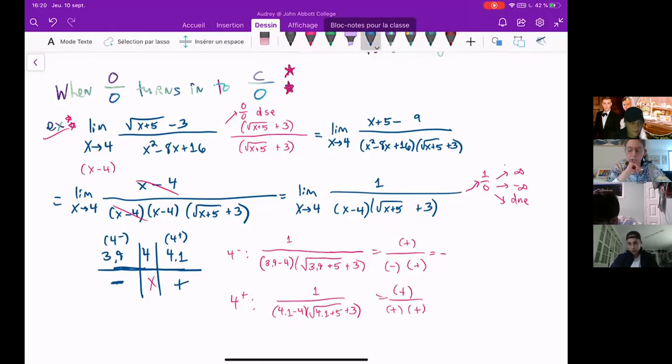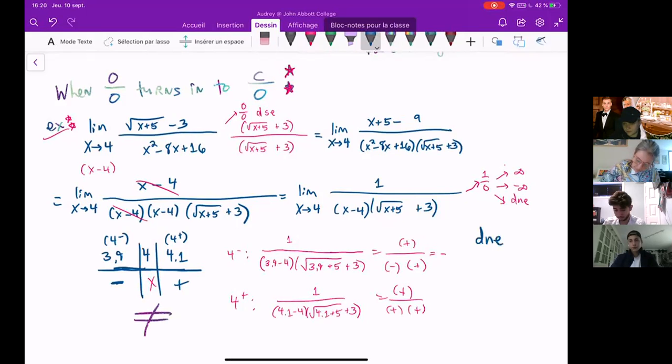So what's the final answer? Doesn't exist. Ta-da! So like I said, sometimes it can feel like you've done a lot of work to get a D and E, but it was still necessary in order to see that this was D and E. That's my final answer. Are there any questions about this?